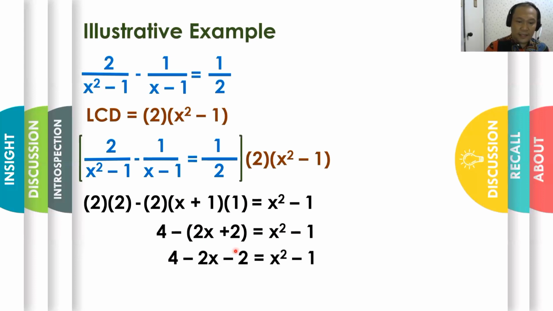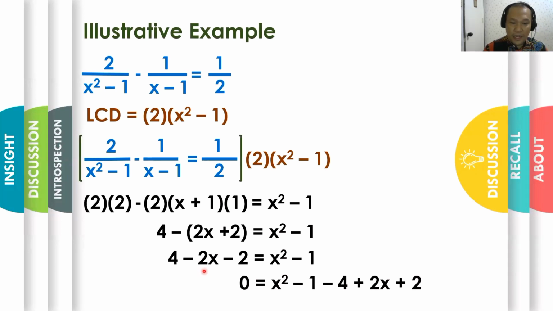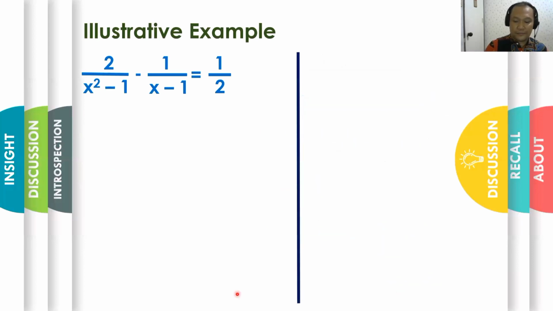And next, 4 minus 2x minus 2. Since you have to change the operation, change the sign of your subtrahend. Therefore, 4 minus 2x minus 2 is equal to x squared minus 1. And then, transpose negative 2x to the right side, making it positive 2x. Then transpose negative 2 to the right side, making it positive 2. Then equate it with 0. Okay, next.